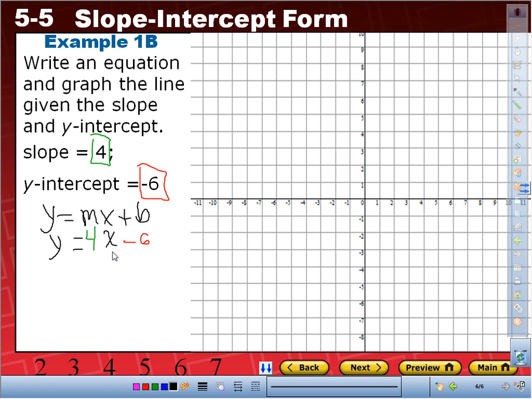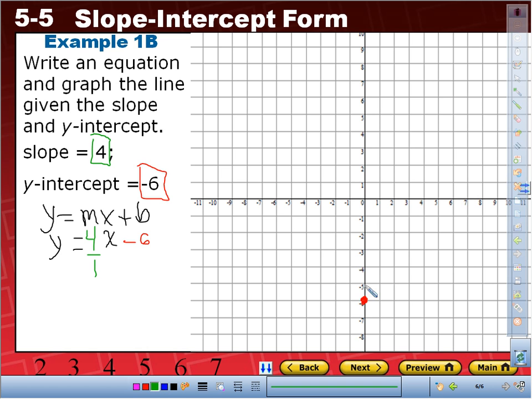Okay. So now that we have an equation, that was step 1. Step 2, identify your y-intercept and plot the point. What is my y-intercept? -6. So let's look at the y-axis. Where's -6 at? Right there. I plot my point. Step 3, identify the slope. Remember, we need to write it as a fraction. So this becomes 4/1. This tells us from this point, we're going to go how many? 4 up and 1 to the right.